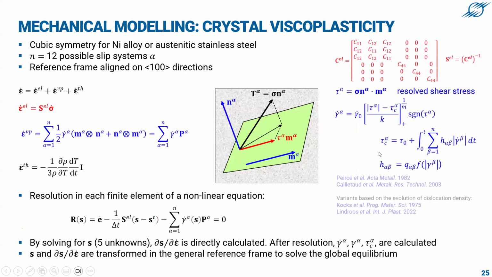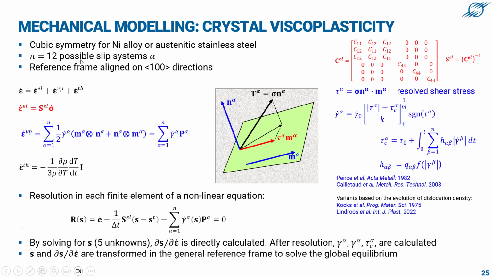Based on that, the mechanics is calculated using crystal plasticity. Here it's crystal viscoplasticity because we need viscoplasticity as we are at high temperature. We use the cubic symmetry that is characteristic of alloys of interest like nickel or austenitic stainless steel.